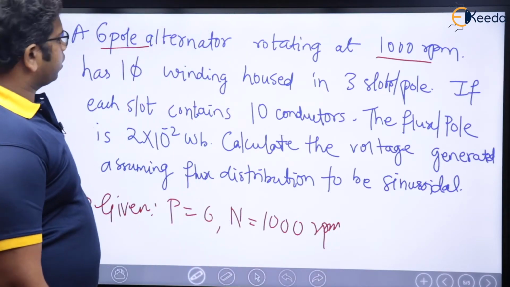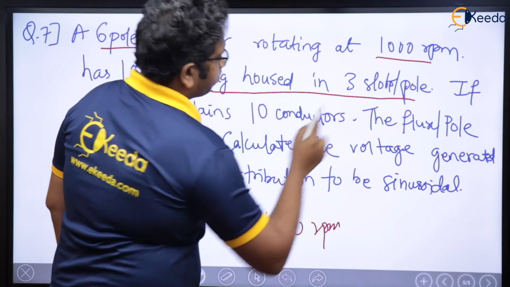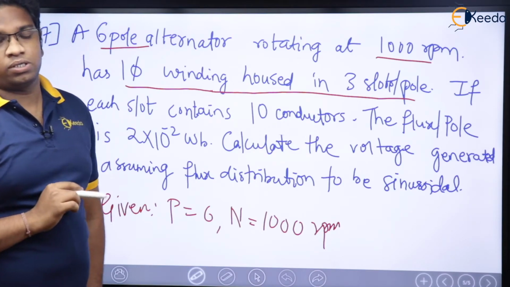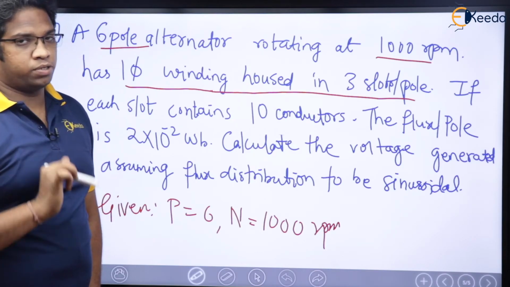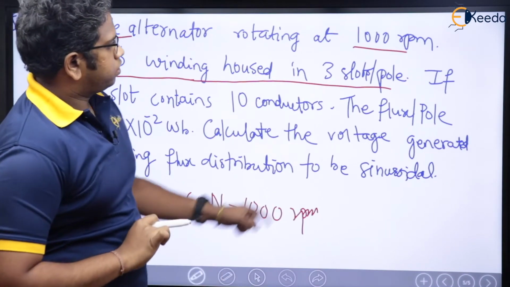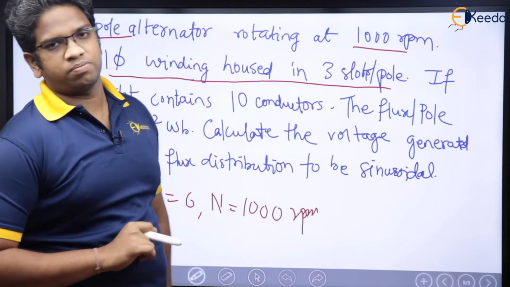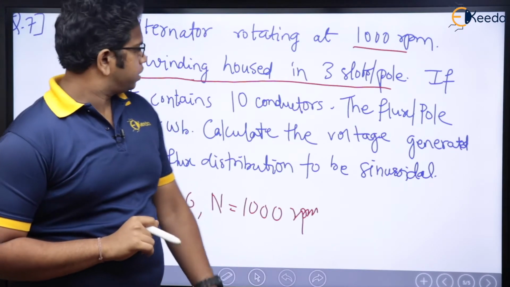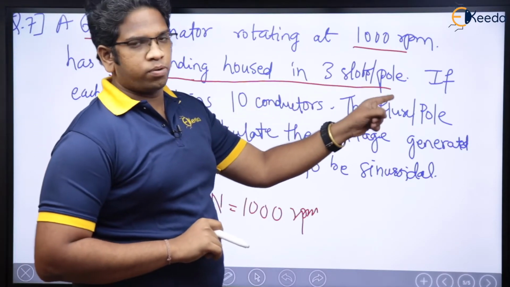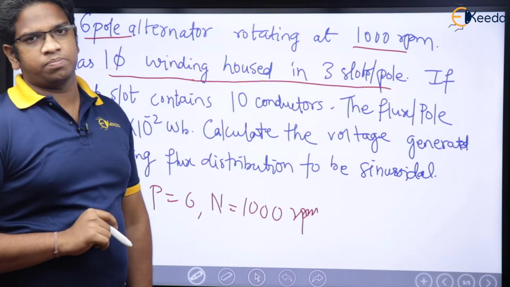Then next, what are they saying? They are saying one phase winding housed in 3 slots per pole. What does that mean? See here. Under each pole, there will be 3 slots for one phase. Getting my point, right? For one phase winding housed in 3 slots per pole, which means for 3 slots per pole, you are going to house one winding.